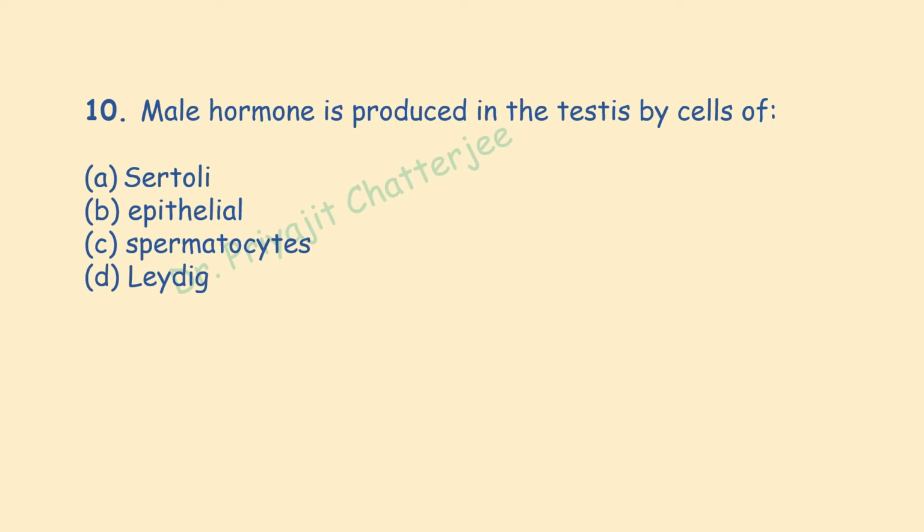Male hormone is produced in the testis by cells of. Testosterone is the male hormone that is secreted by the cells in the vicinity of the seminiferous tubules, and they are known as Leydig cells. So the right option here will be option D, that is Leydig. Now we'll go for the next question.